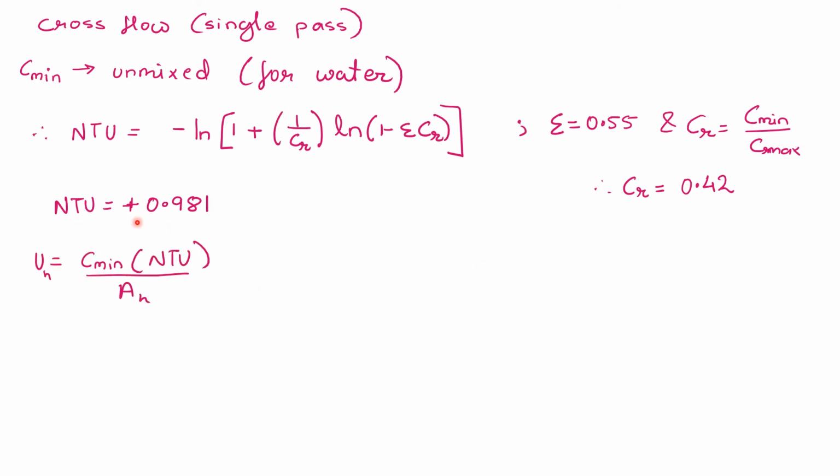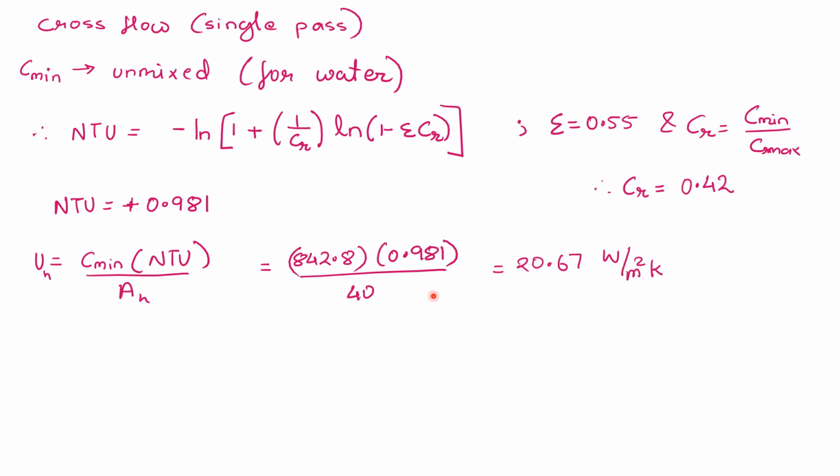Then we can use that value to calculate our overall heat transfer coefficient. Now this is a different approach than we used in the previous example. In the previous example, we calculated the heat transfer coefficients for the two fluids, and then we added the two resistances to calculate the overall heat transfer coefficient. But in this case, we are using the number of transfer units. So we know what Cmin is, we just calculated what NTU is, and the area across which the heat is being transferred is given. On substituting these values here, we get our overall heat transfer coefficient as 20.67.